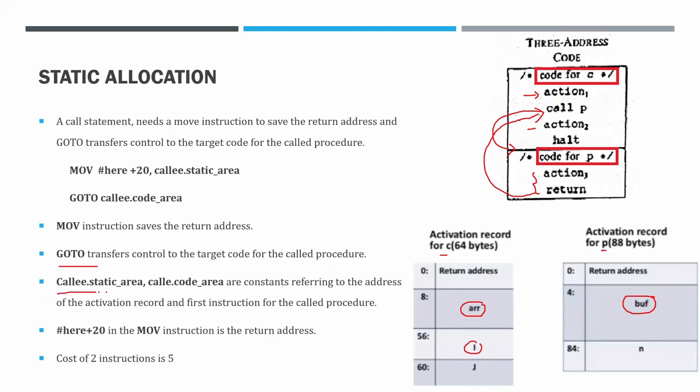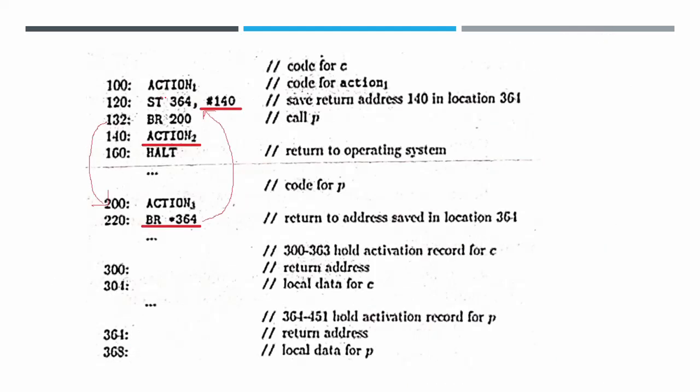And then the next one we call callee.static area and callee.code area. These are the two constants referring to the address of the activation record and the first instruction for the called procedure. The entire activation record will be held in callee.static, and callee.code area will be holding the address of the first instruction in that particular procedure. And this is how the code will be executed, what we have discussed before.